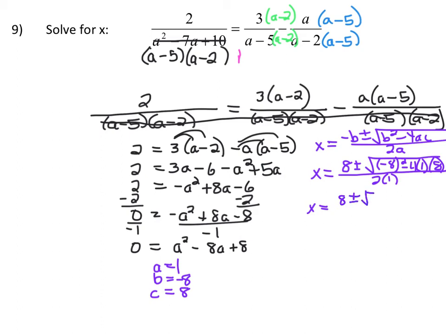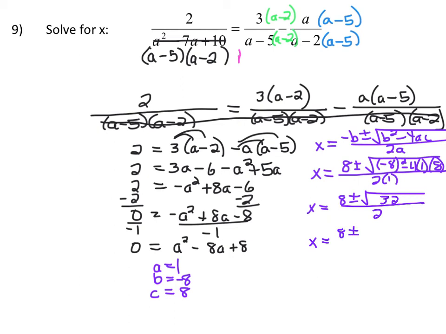Now we want to figure out what that's equal to under the radical. So -8 squared is 64. And then 4 times 8 is 32. So 64 minus 32 would be 32. And that whole thing is going to be over 2 times 1, which is 2. Okay, so now x equals 8 plus and minus.